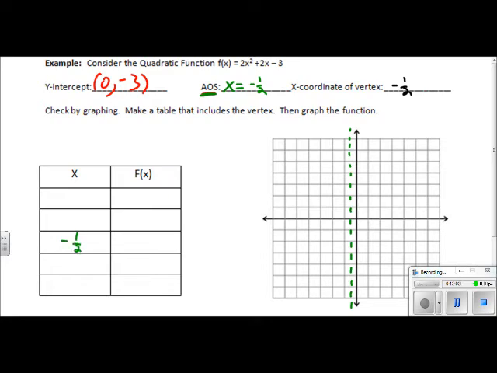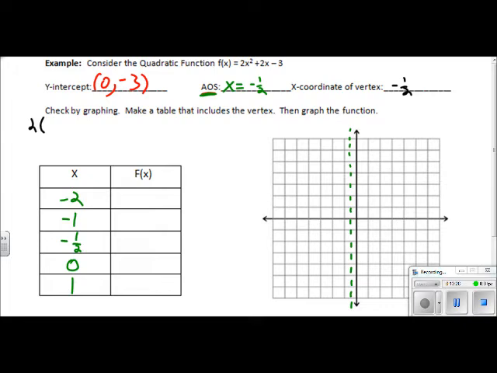Then we'll say the next smallest whole number, or integer, would be negative 1, and then negative 2. Same thing will go the other way. The next biggest integers would be 0 and 1. So now we know that these are good values to be using for our table. Once we have these values, plug them back into our function.